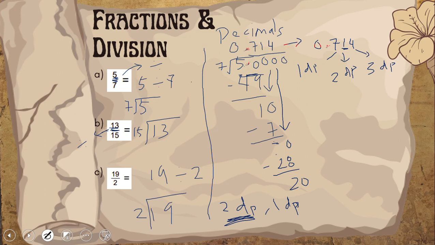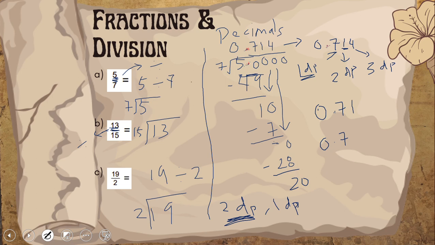You need to do rounding, so you have to check the next number, which is 4. You just remain the number because it's lesser than 5. So you will get 0.71. Then if your question is asking for 1 decimal place, check your number. 1 decimal place is at 7. Check the next number, which is 1. 1 is also lesser than 5, so you just remain the number. You get 0.7.